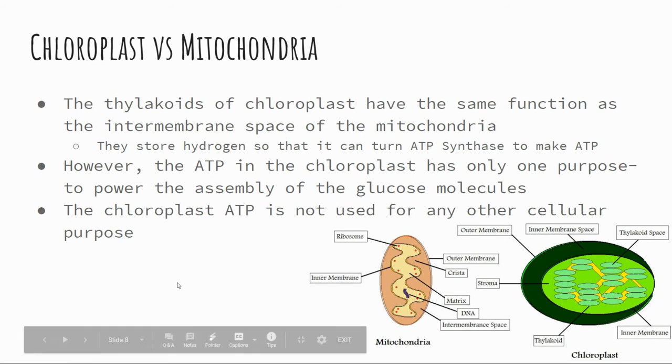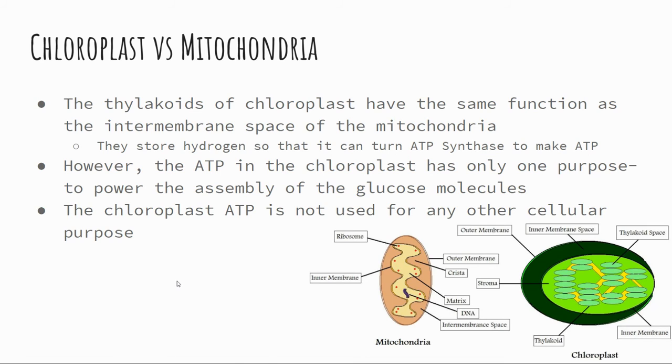All right, so chloroplasts versus the mitochondria. The thylakoids of chloroplasts have the same function as the inner membrane space of the mitochondria. They're going to store hydrogen so that it can turn ATP synthase to make ATP. However, the ATP in the chloroplast has only one purpose, and that is to power the assembly of glucose. The chloroplast ATP is not used for any other cellular purpose.